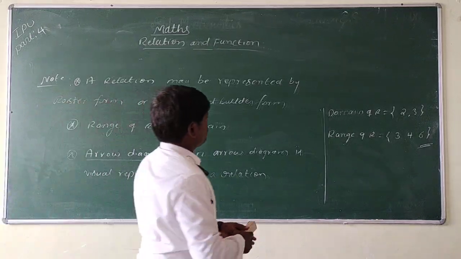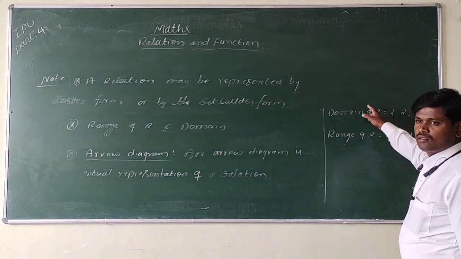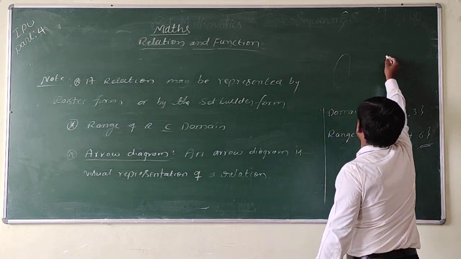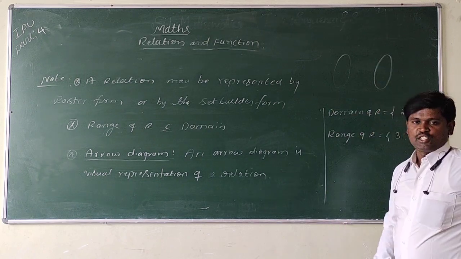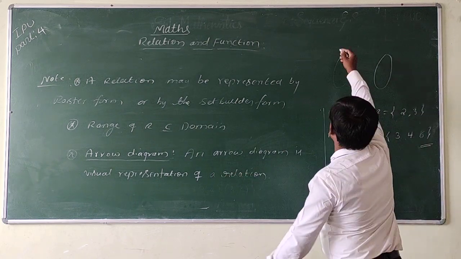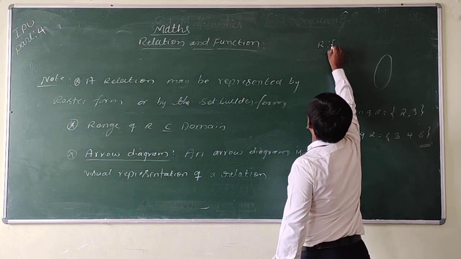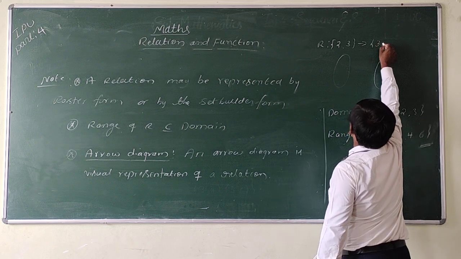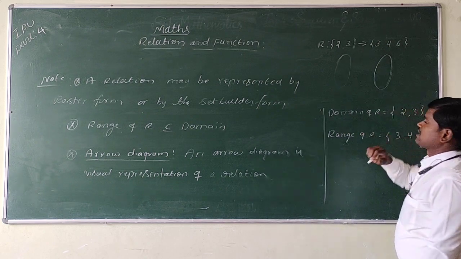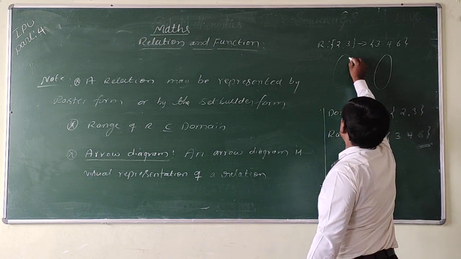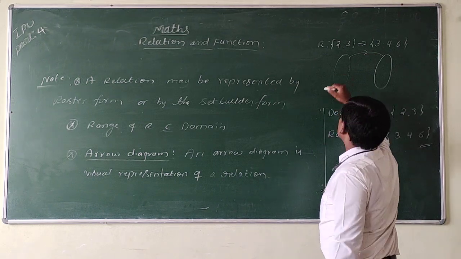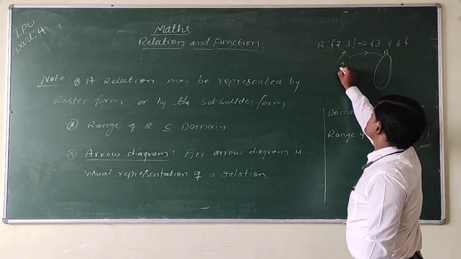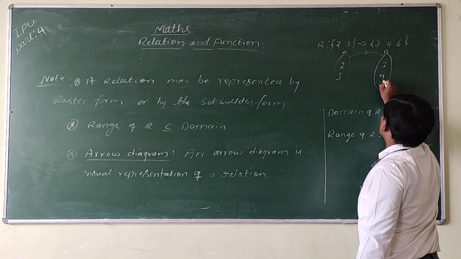So suppose this is the relation R. We are taking domain and range. So the arrow diagram is the visual representation of the relation. Here I am taking the relation R as a mapping from A to B, where A is 2, 3 and B is 3, 4, 6. So the arrow diagram consists of elements 2, 3 and 3, 4, 6.